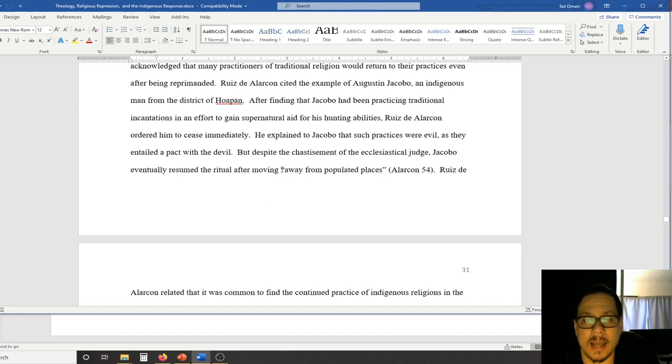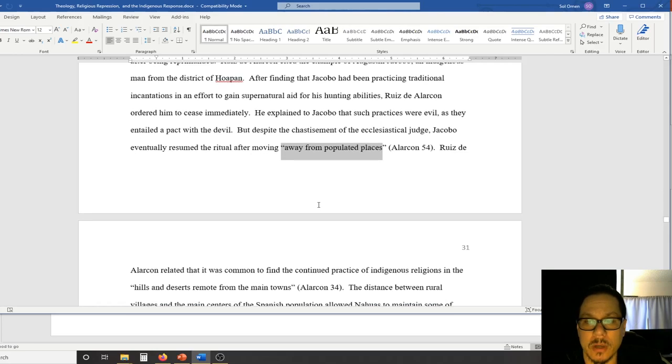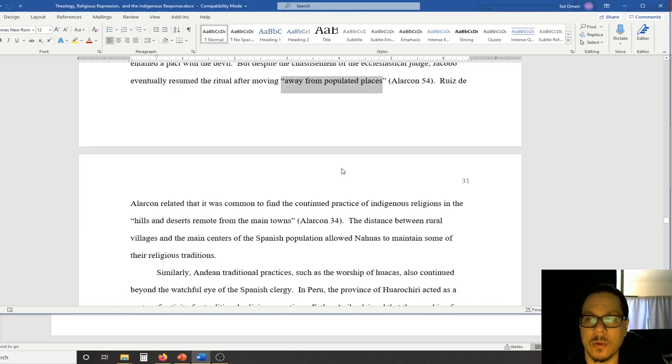I quoted from the text because it shows you specifically that he was practicing his religion away from populated places, and that's my whole point in this paragraph, to try to prove that, and that's why I made that quote. All right, so that's when you quote. Let's continue. We'll finish off this paragraph.